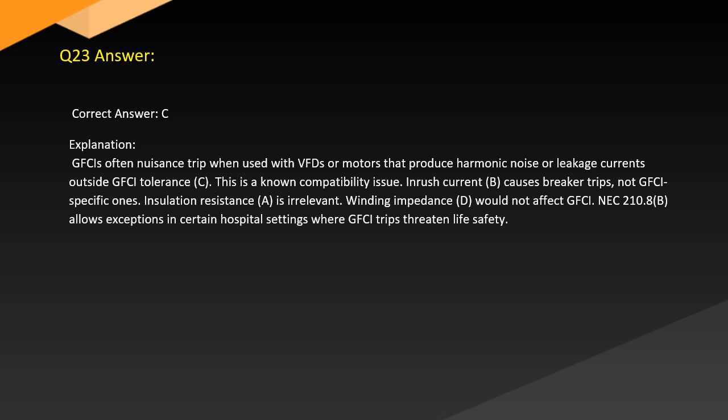Answer. Correct answer: C. Explanation: GFCIs often nuisance trip when used with VFDs or motors that produce harmonic noise or leakage currents beyond GFCI tolerance, C. This is a known compatibility issue. Inrush current, B, causes breaker trips, not GFCI-specific ones. Insulation resistance, A, is irrelevant. Winding impedance, D, would not affect a GFCI. NEC 210.8(B) allows exceptions in certain hospital settings where GFCI trips threaten life safety.